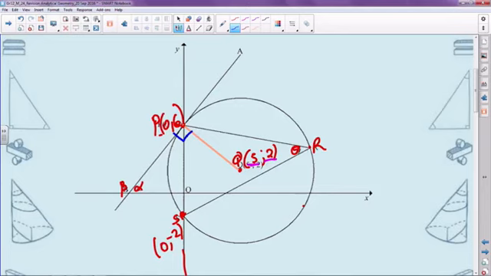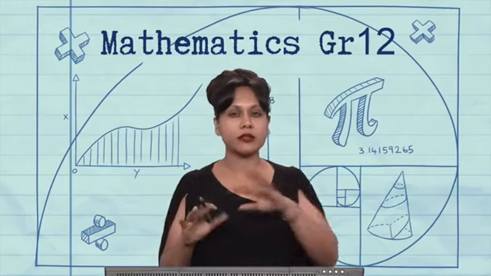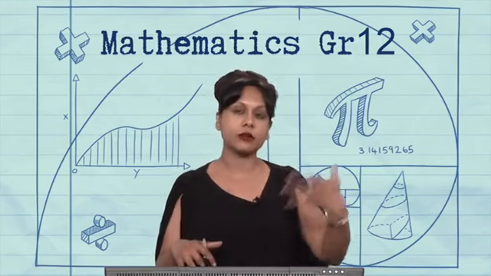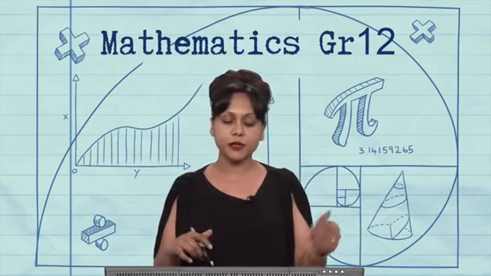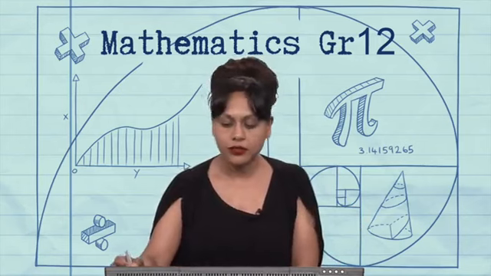Well, once we've got the gradient of PQ, then the gradient of this line AB is going to be the negative inverse. Why? Because we know that the product of the gradients of perpendicular lines is equal to -1. So all I need to do to work out the gradient of this line AB is work out the gradient of PQ, and then the negative inverse will give me the gradient of line APB. Okay, so let's do that quickly.